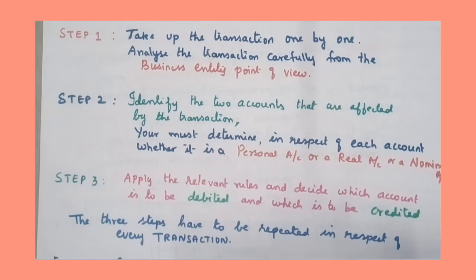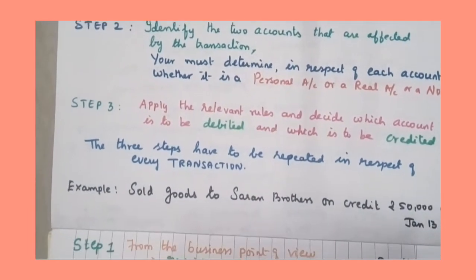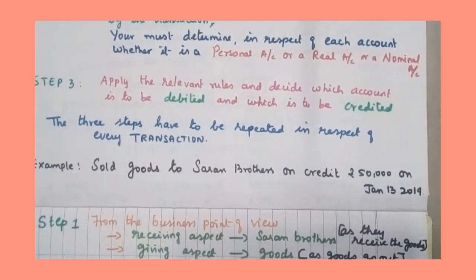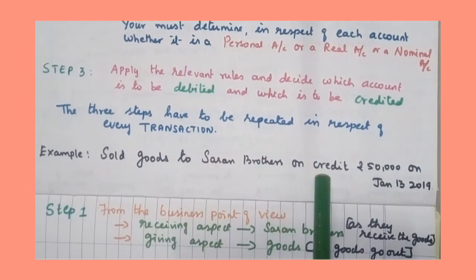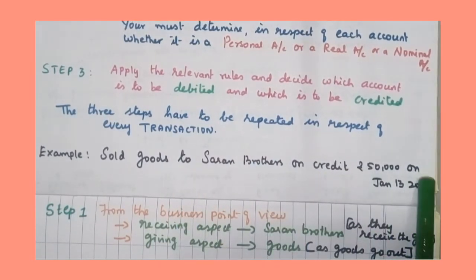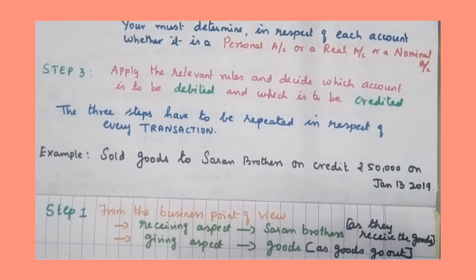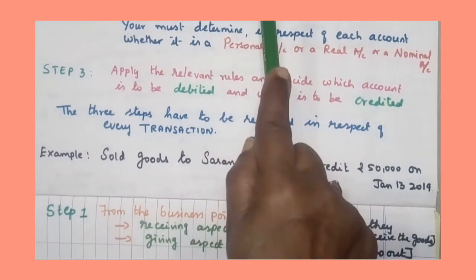Say for example, I have taken one single transaction to explain more clearly. Okay, say sold goods to Saran Brothers on credit rupees 50,000 on January 13, 2019. See, we will apply these steps in an order. Okay, first step, step 1, from the business point of view.